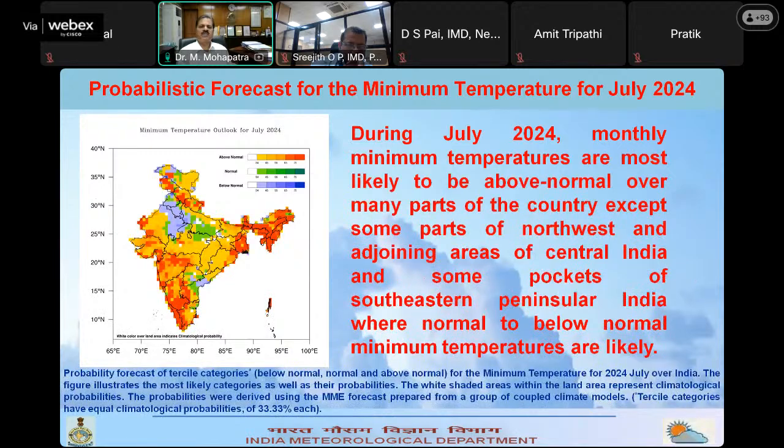If I look at the minimum temperature during July 2024, then most parts of the country we can expect above normal minimum temperature, because it is a good monsoon year. It is a good monsoon month we are predicting. In a good monsoon month, the sky will be completely cloudy many times. Therefore, the minimum temperature will be higher than normal on a cloudy night. So the prediction of minimum temperature is in agreement with the rainfall predictions. However, you can expect some lower than normal minimum temperature in some pockets in northwest India and central India and some pockets of southeastern India.